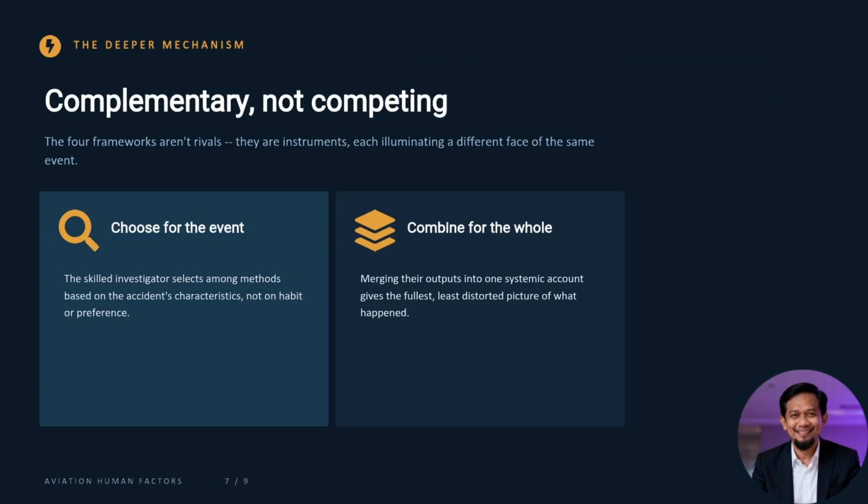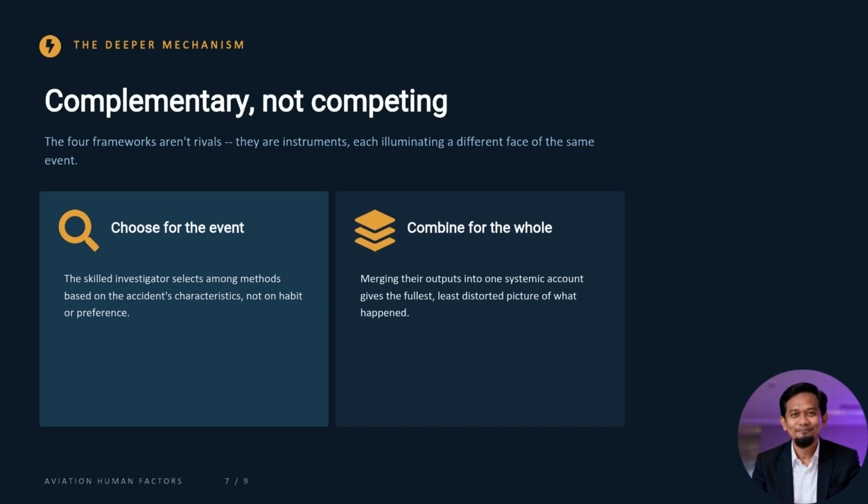Now, the deeper mechanism, the actual thesis of this chapter. The four frameworks are not rivals. They are instruments, each calibrated to a different face of the same event. HFACS gives you the human failure taxonomy. STAMP gives you the control and feedback structure. AcciMap gives you the system-wide causal geography. MAHCO gives you the lived, moment-by-moment human reality.